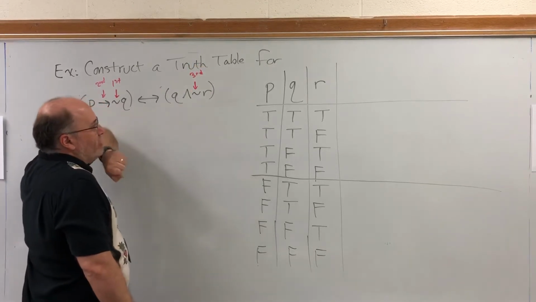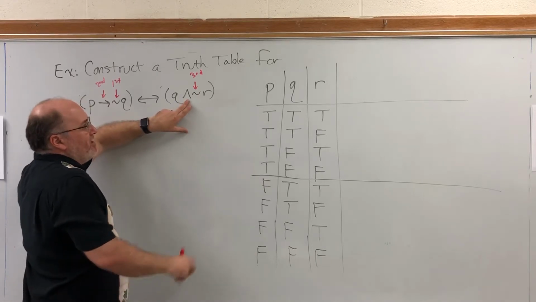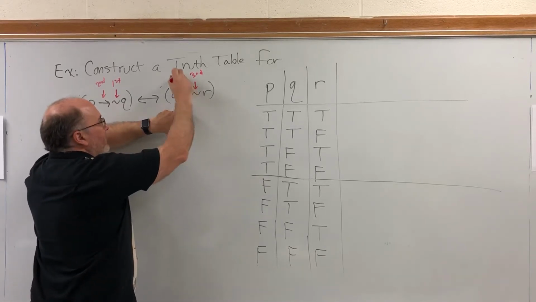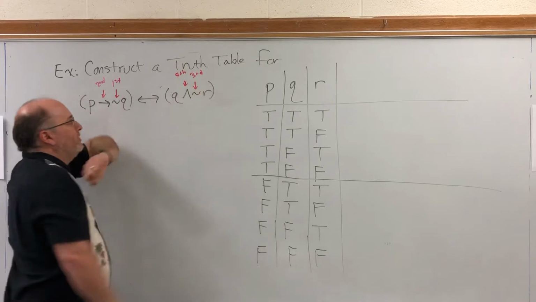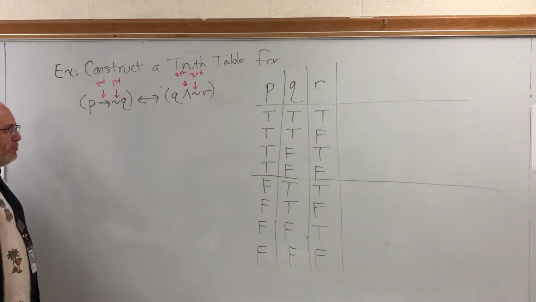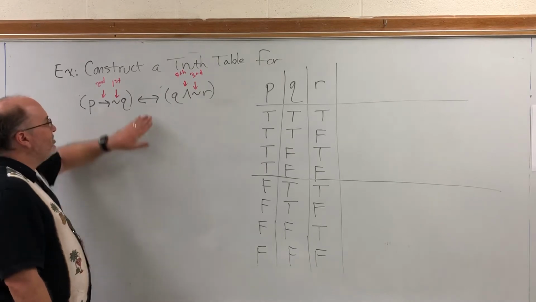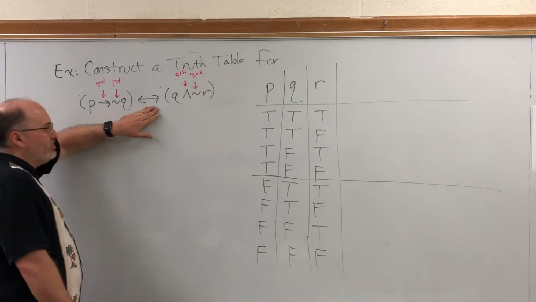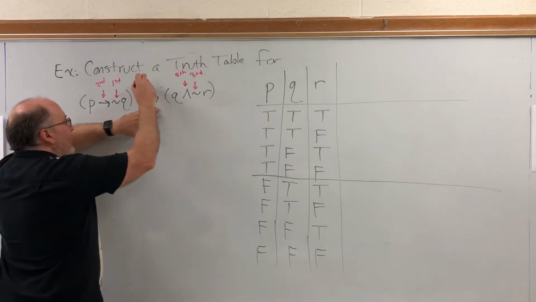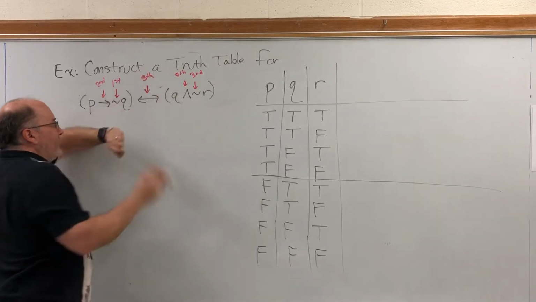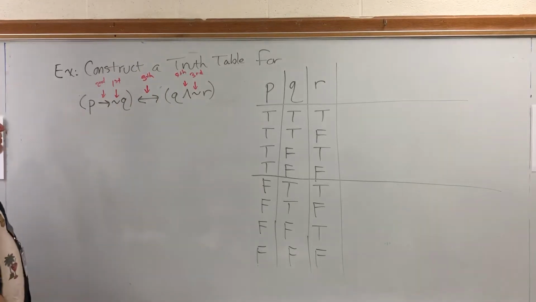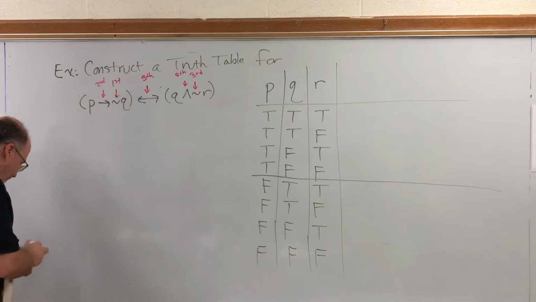But that doesn't finish the parentheses. We still have a connective, a conjunction, that will happen fourth. That completes the second parentheses, so now we look outside the parentheses. The only connective outside the parentheses is the biconditional, so it will happen last. It will happen fifth. Now let's set up our columns.